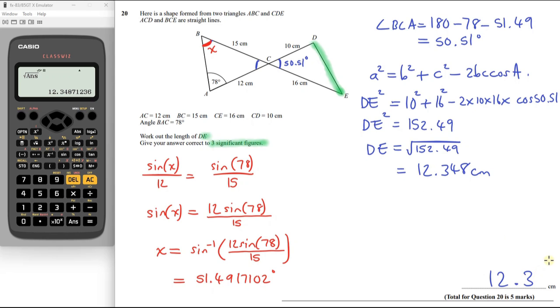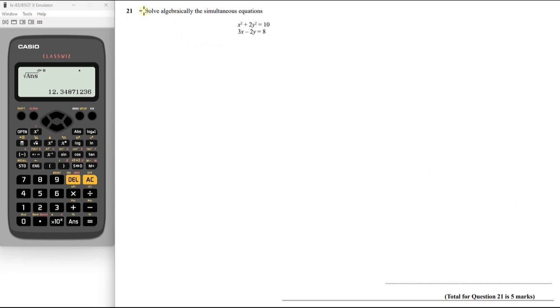12.3 centimetres. Question 21. Solve algebraically the simultaneous equations. So it looks like we've got one quadratic equation and one linear equation. Whenever you have a situation like this, always substitute the linear equation into the quadratic. So we're going to need to rearrange this linear equation. We've got 3x minus 2y is equal to 8.